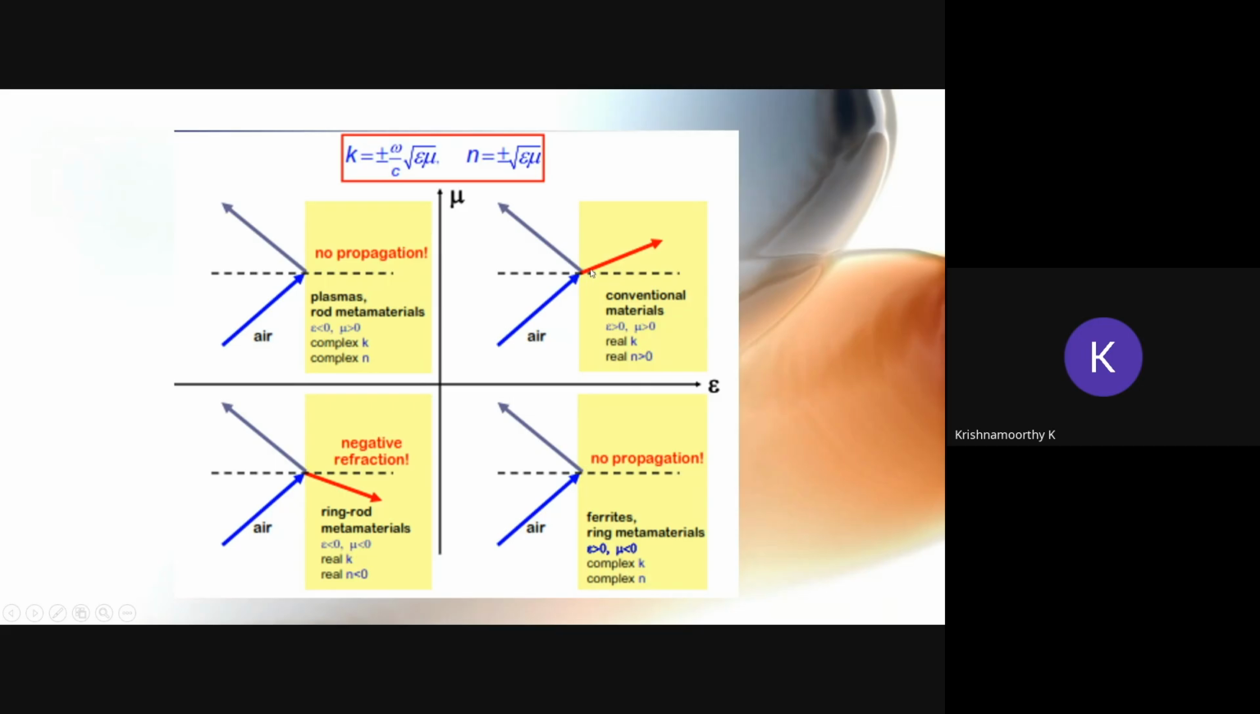Here you can see that the wave is going to propagate in the conventional material in the particular direction according to Snell's law. But here, opposite to that, the direction of the wave number, the wave vector direction, is going to be in the opposite direction. This we call negative refraction. In the single negative medium, the wave cannot propagate. We have complete reflection at these mediums.